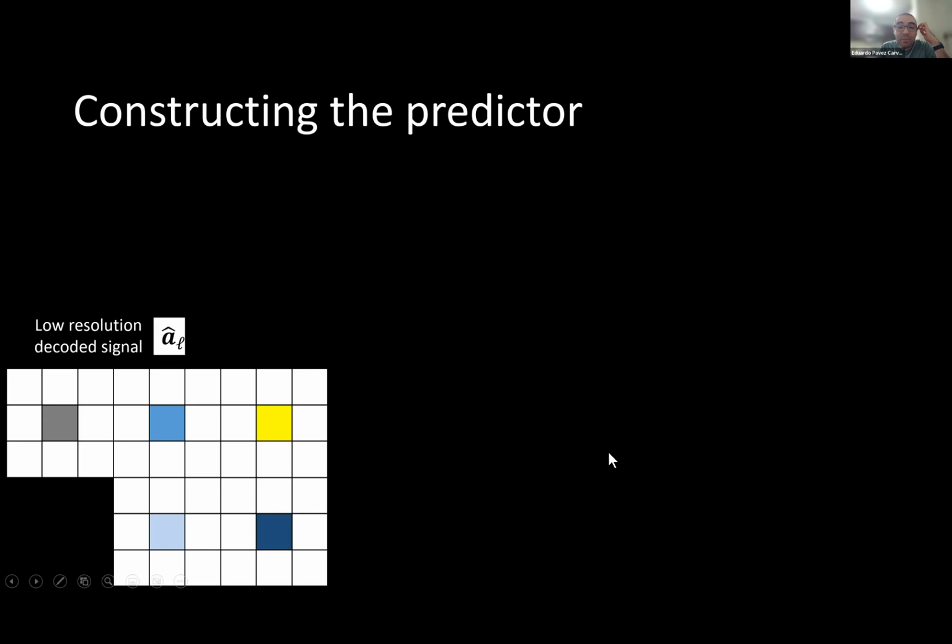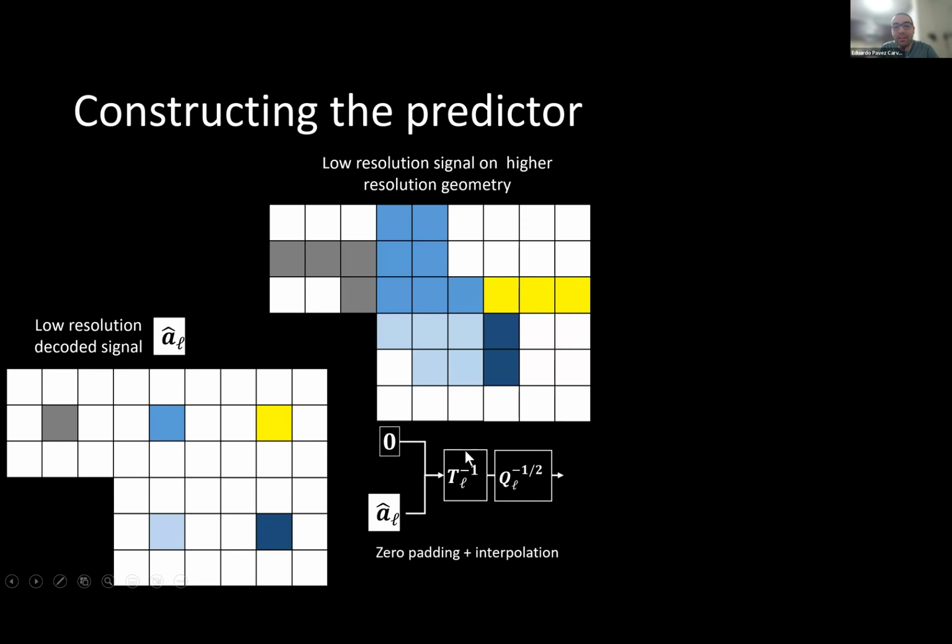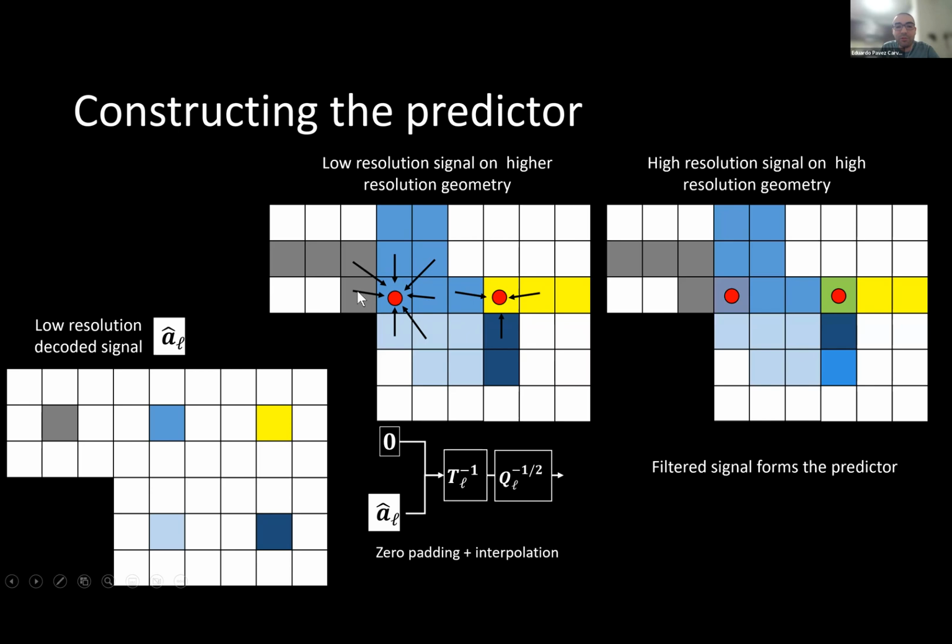Now, the main idea, or the intuition behind the predictor, is as follows. Let's say you start with a low resolution color signal that's represented here by these different color blocks. Then this zero padding plus interpolation block from a couple of slides ago basically produces a piecewise constant signal, but on a higher resolution geometry. Then we can filter this piecewise constant signal using a graph. For example, for this red point here, we will use the neighboring cubes, or the neighboring points in this high resolution, and then we get a combination of gray and blue.